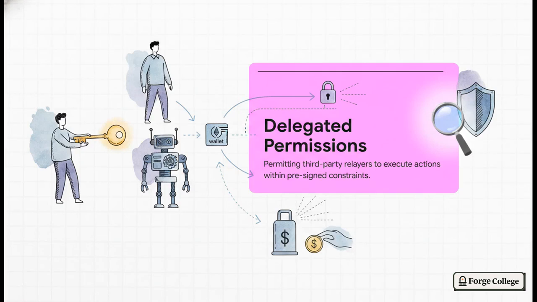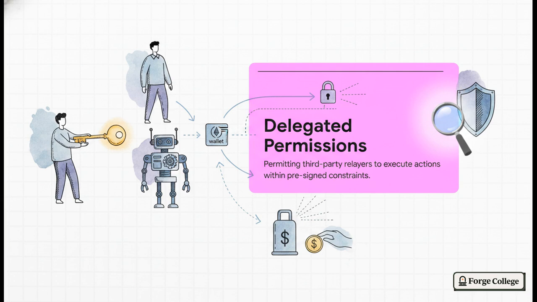This is all about permitting third-party relayers or proxy contracts to execute actions, but, and this is key, within strictly pre-signed constraints. You'll often see this done using meta-transactions. Now, these are absolutely fantastic for user experience, mainly because the service can actually pay the gas fees for you, but they rely heavily on those middle floor policies we just talked about to remain safe. You have to constrain the delegate so they can only do exactly what you intended them to do.